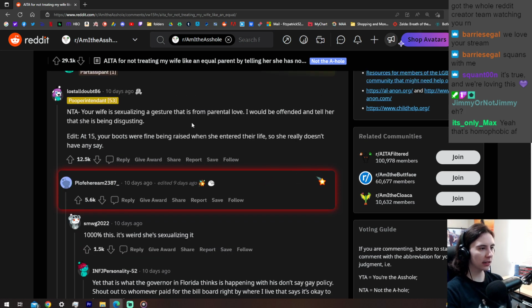Not the asshole. Your wife is sexualizing a gesture that is from parental love. I would be offended and tell her that she's being disgusting. At 15, your boys were being raised fine when she entered their life, so she really doesn't have any say. Absolutely. I agree with this.